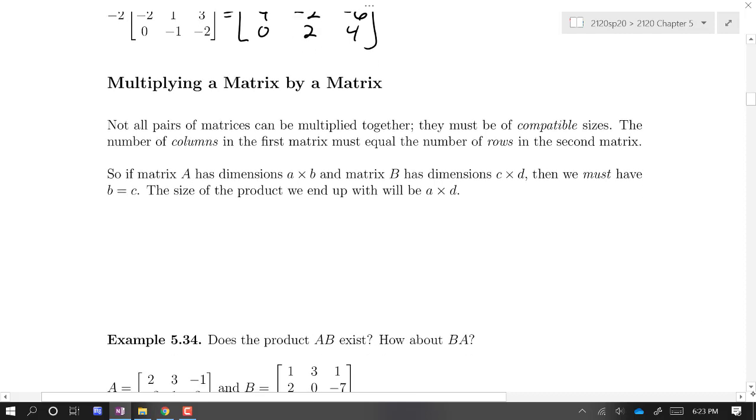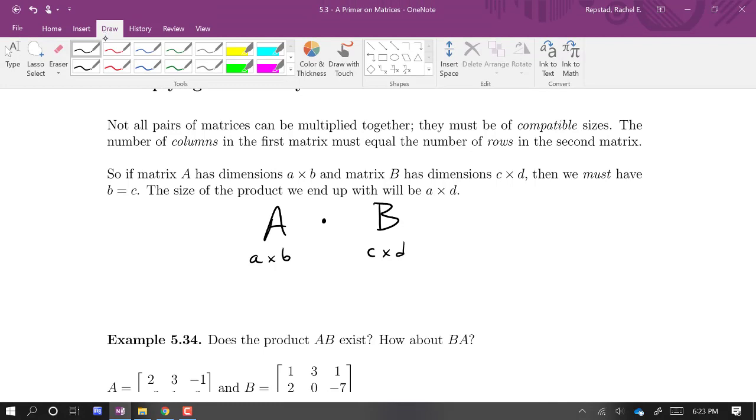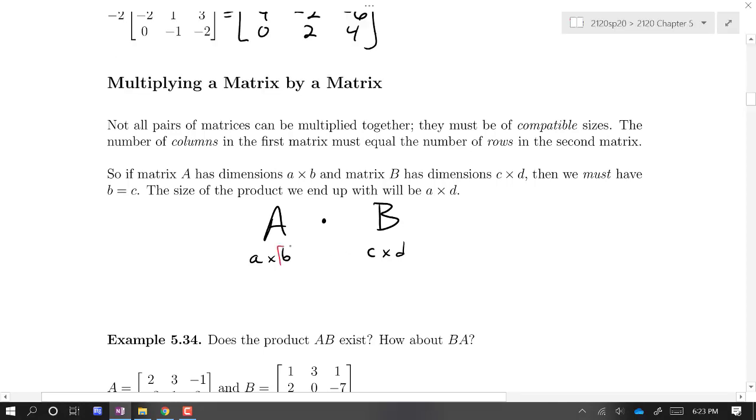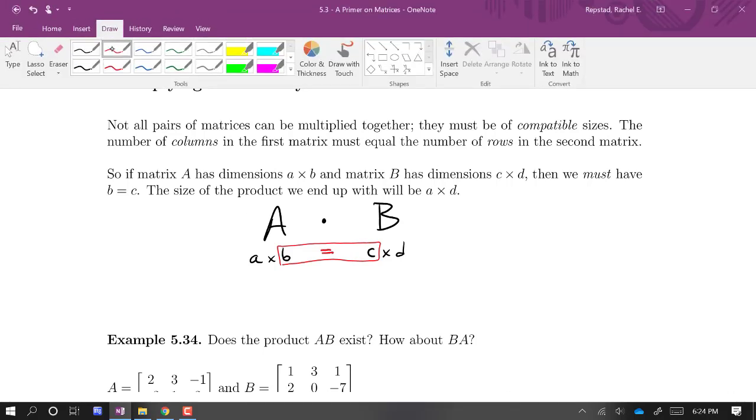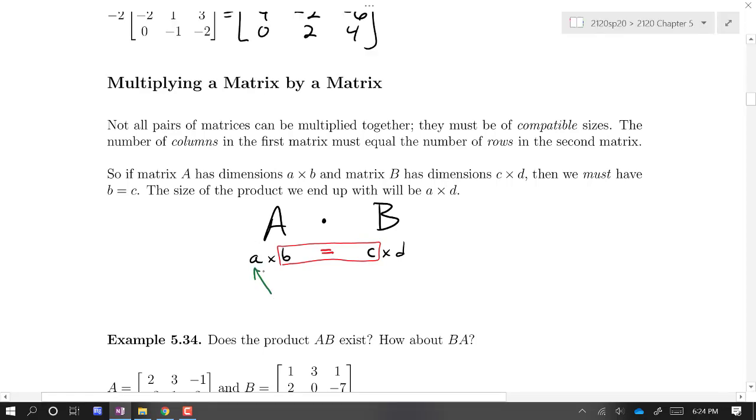So let's say I have matrix A, and I want to multiply it by matrix B. Maybe matrix A has dimensions A by B, so it's got A rows and B columns, and matrix B has dimensions C by D, so it has C rows and D columns. If we're multiplying them together, B and C must be equal. If the number of columns in the A matrix is equal to the number of rows in the B matrix, then the product exists, and the product will have the dimensions A by D.